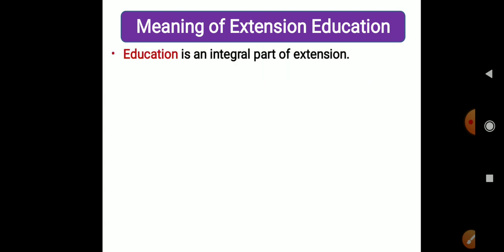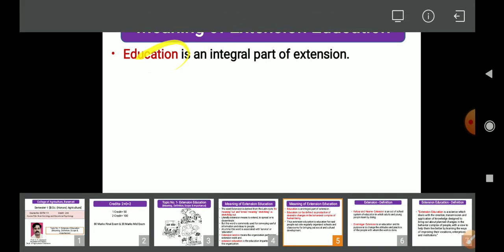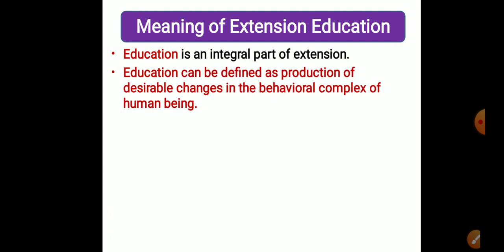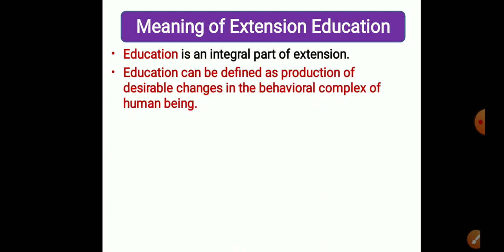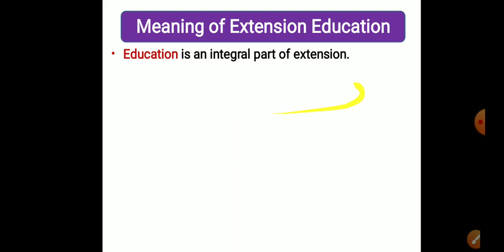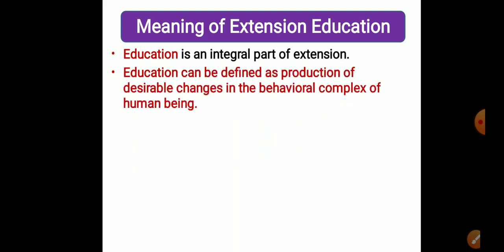Now, education is an integral part of extension. Without education, extension is not possible. So we need to focus on education. So what is education? Education can be defined as the production of desirable changes in the behavior complex of human beings. What is behavior complex? Knowledge, skill and attitude, that we can refer to as a behavior complex.